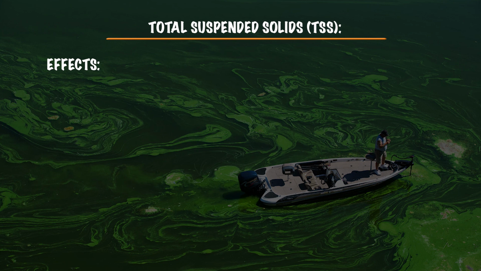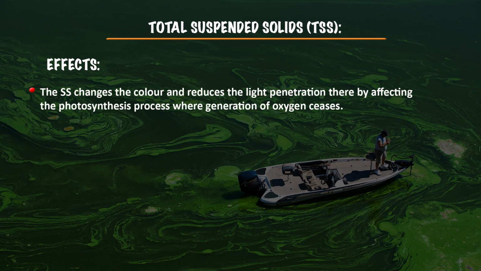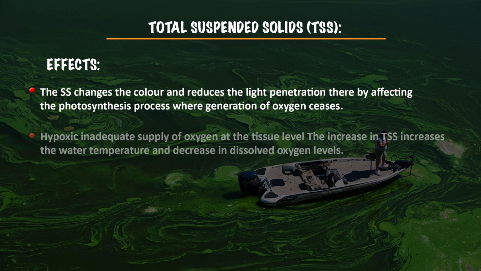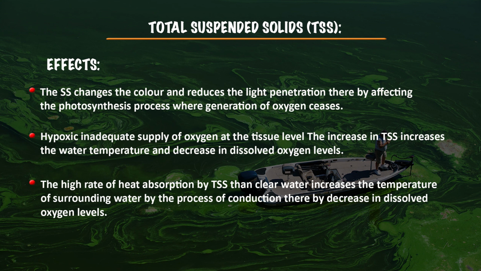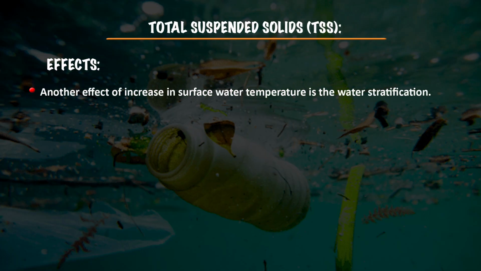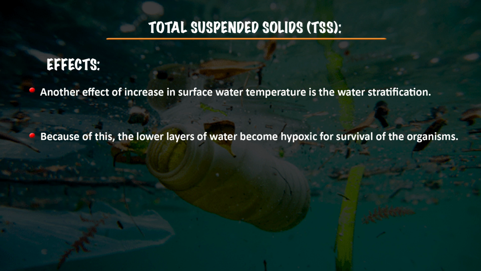So what are the effects of this? Suspended solids change the color and reduce light penetration into water bodies, which affects the photosynthesis process, and the generation of oxygen completely ceases, leading to hypoxia, an inadequate supply of oxygen at the tissue level. An increase in TSS increases the water temperature and decreases dissolved oxygen levels. Because of the high rate of heat absorption by total suspended solids compared to clear water, the temperature of the surrounding water increases by conduction, and dissolved oxygen levels decrease. Another effect of increased surface water temperature is water stratification, because the lower levels of water become hypoxic for the survival of organisms.